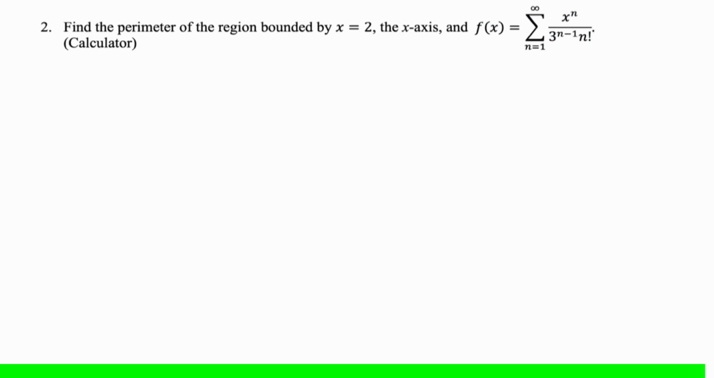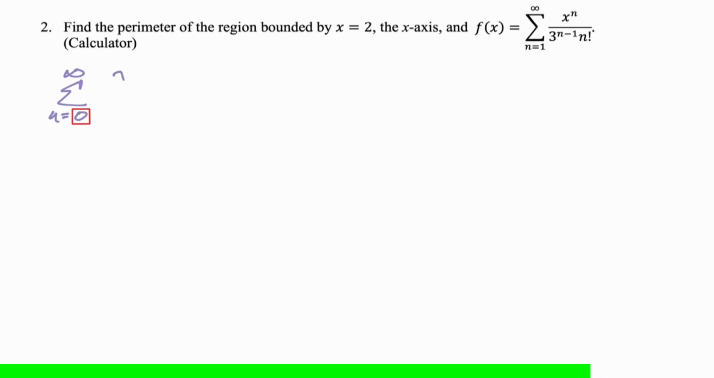Find the perimeter of the region bounded by x equals 2, the x-axis, and f of x equals the sum from 1 to infinity of x to the n over 3 to the n minus 1 times n factorial. It's important to notice that this series starts at 1. What I'm going to do is figure out what this function would be if it started at 0, because I think it's a famous function. But that's different, right? Because the given one starts at 1, and we're starting at 0 to figure this out.